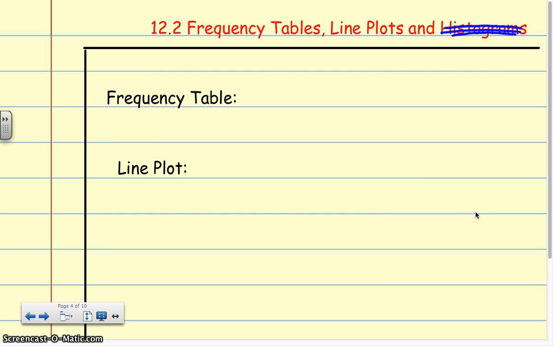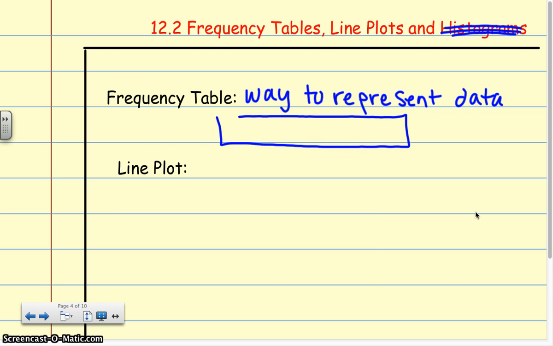But a frequency table is a way to represent data. It's a way to collect it, and it usually will look like this. You'll have a table, and you're going to have some kind of number, and then the amount that it occurs. And then that will continue through. It's how you can quickly determine mode from a data set, and so on.